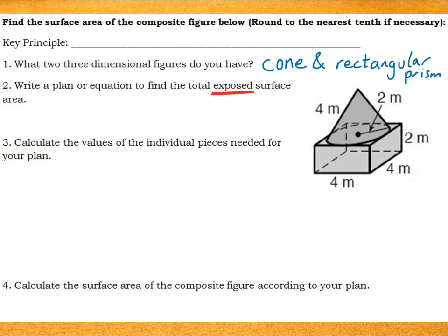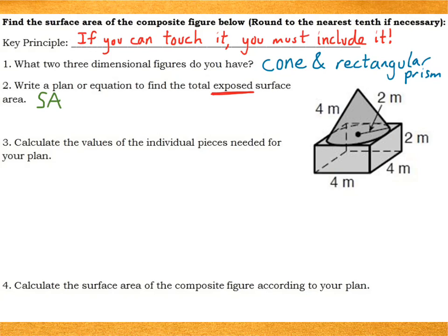That word exposed here, although not necessary for the sentence, is pointing to a key principle that we need to pay attention to, which is, if you can touch it, you must include it. When I'm finding the surface area, I need to include all of the areas that are on the surface. If it's on the surface, I can touch it. So if you can imagine that you could touch that part of the object, then that area must be included in the surface area. Similarly, if you can't touch it, then that would not be included in the surface area.